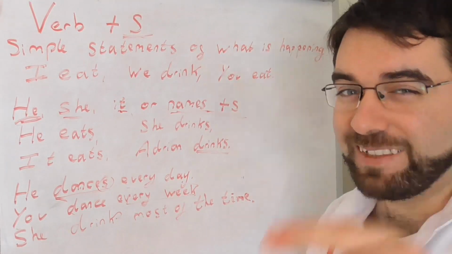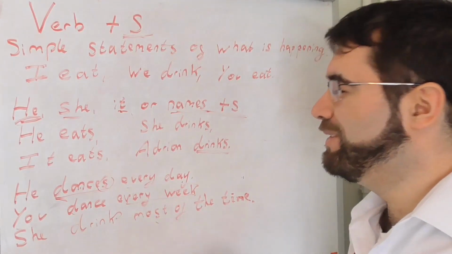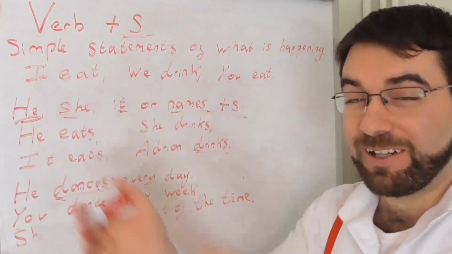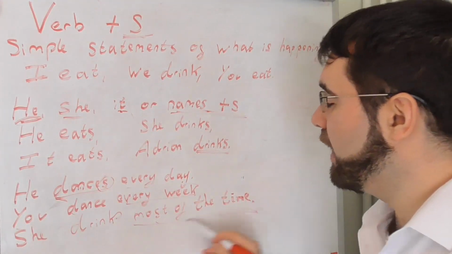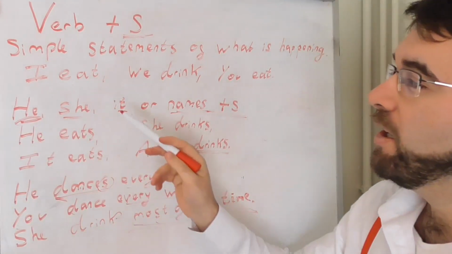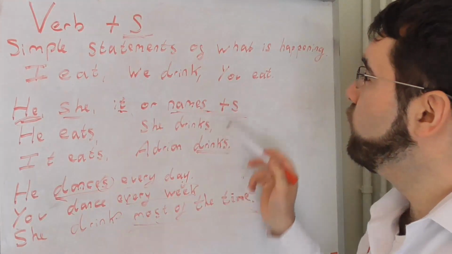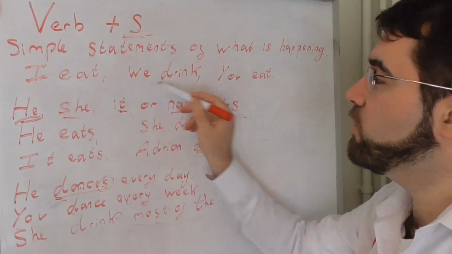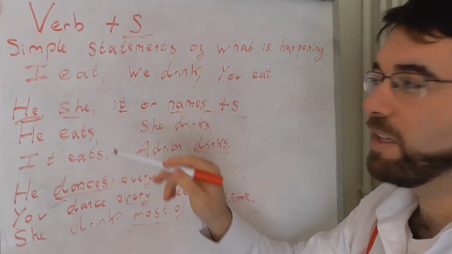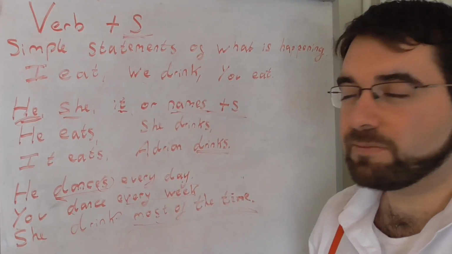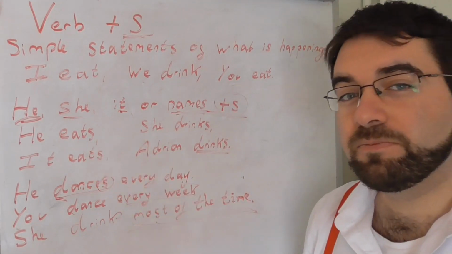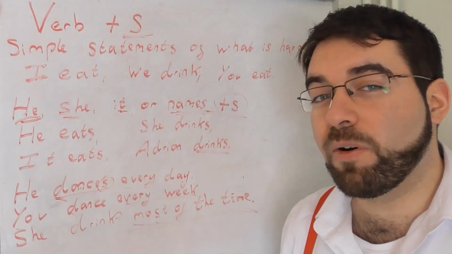She drinks most of the time. Oh dear, something's wrong with her. Who she is, I have no idea, but she's drinking most of the time. But simple statements of what is happening: I eat, we drink, you eat, he eats, she drinks, it eats. He, she, it, or names, we add an s to the verb. He eats. Nice and simple and straightforward.